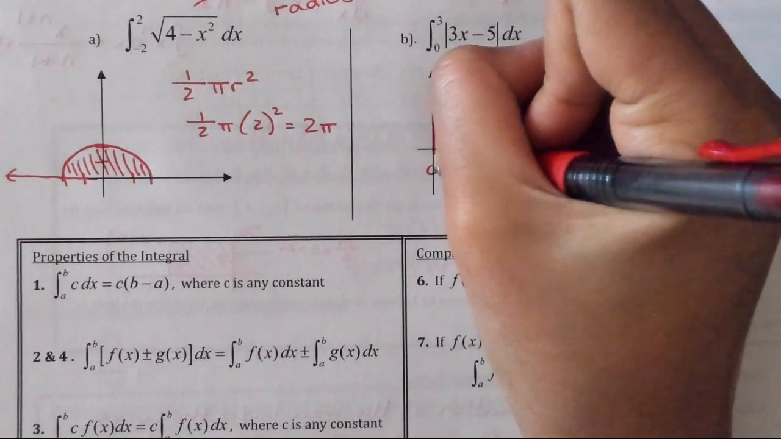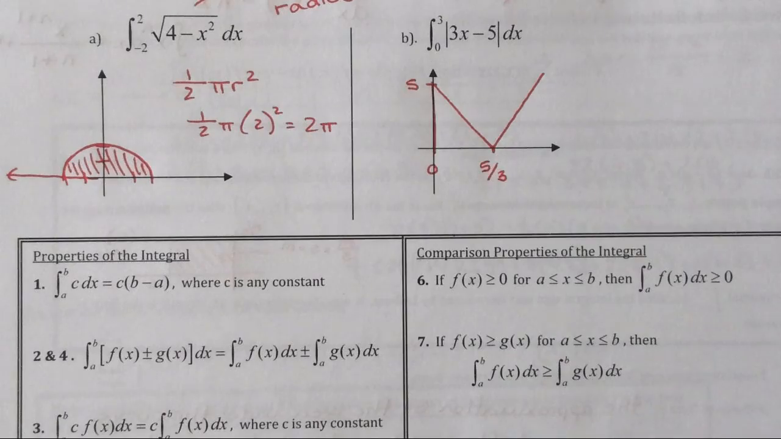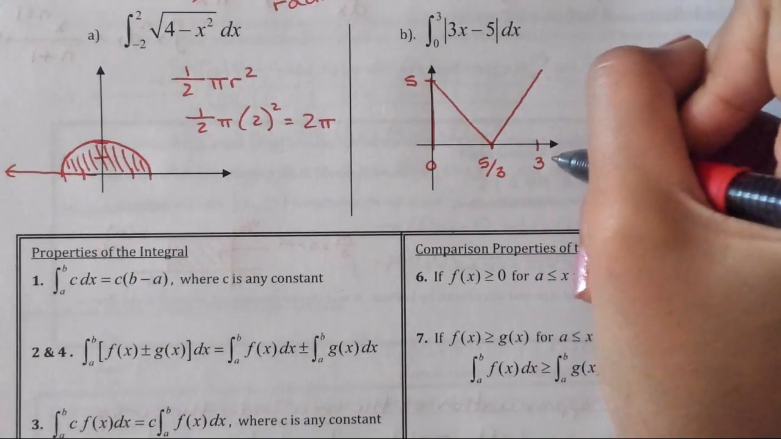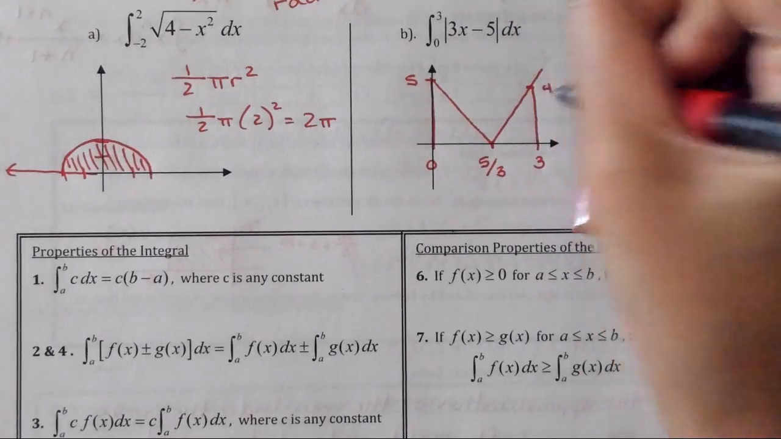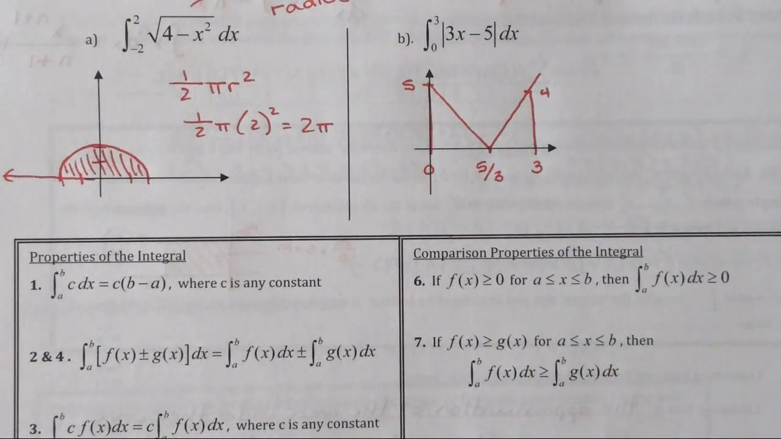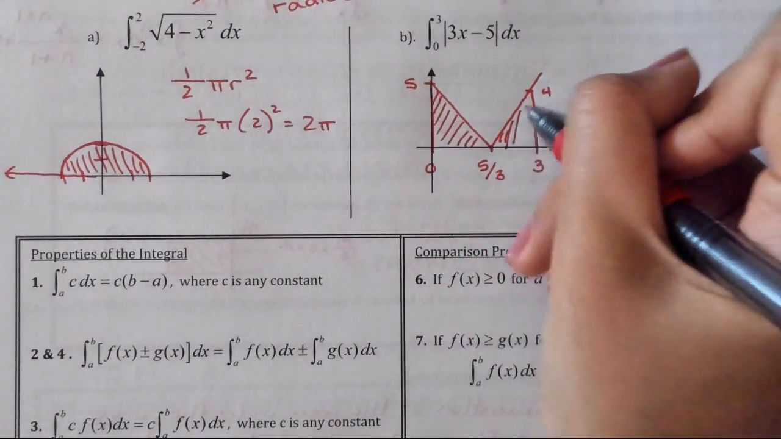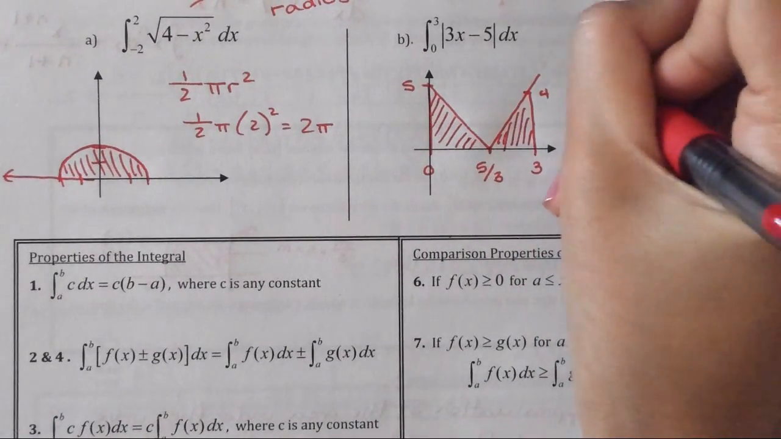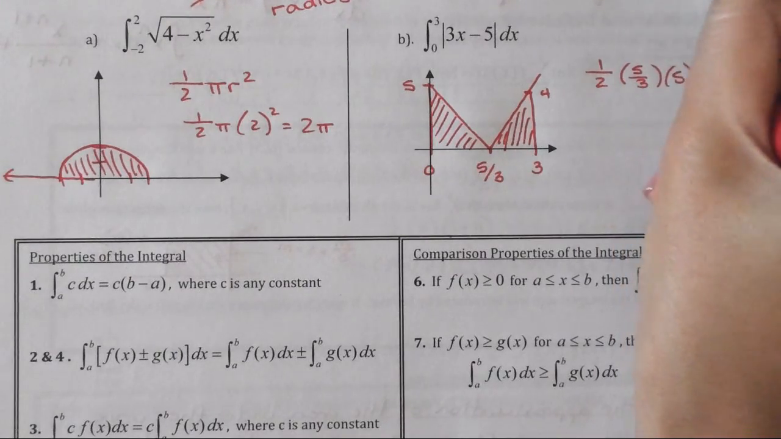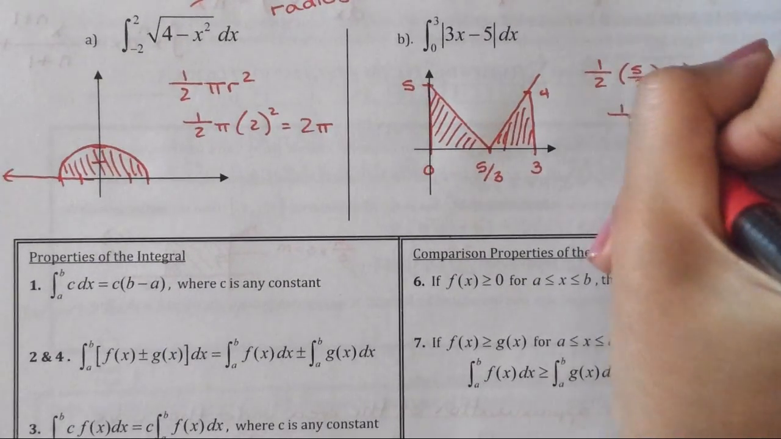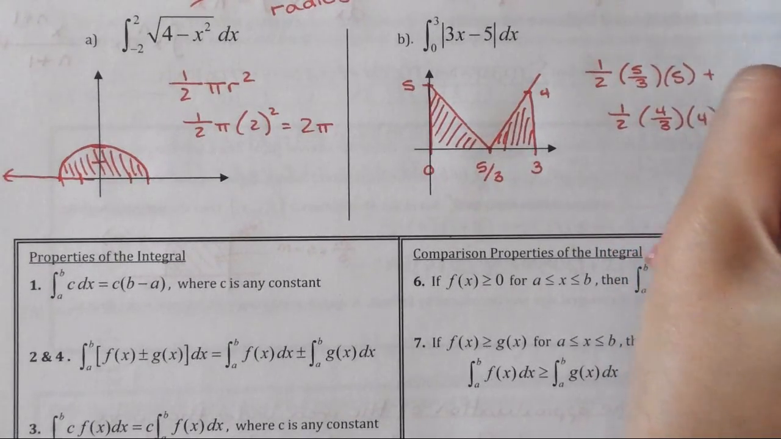At 0, my height is 5, if I plug 0 in here. And at 3, my height is 4. So, finding the area of the curve, all I would have to do is find the area of the two triangles right here. So it's 1/2 times 5/3 times 5 plus 1/2 times 4/3 times 4.